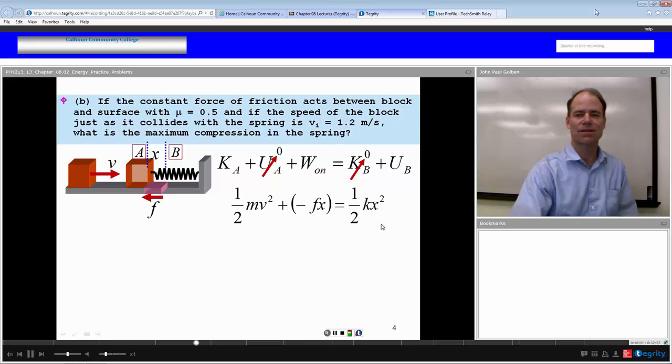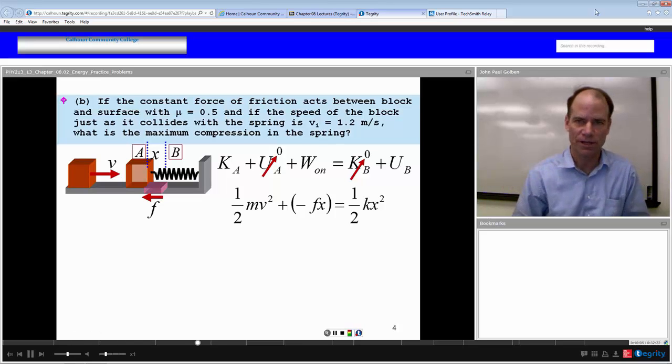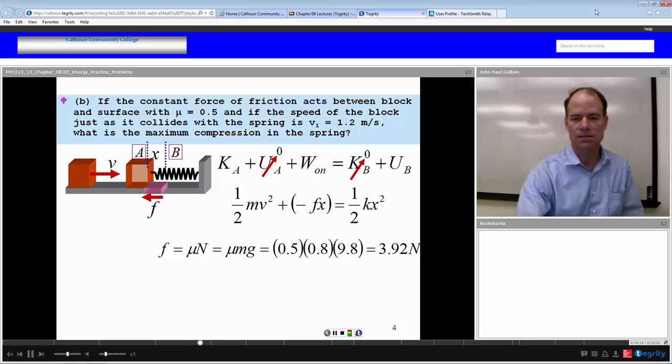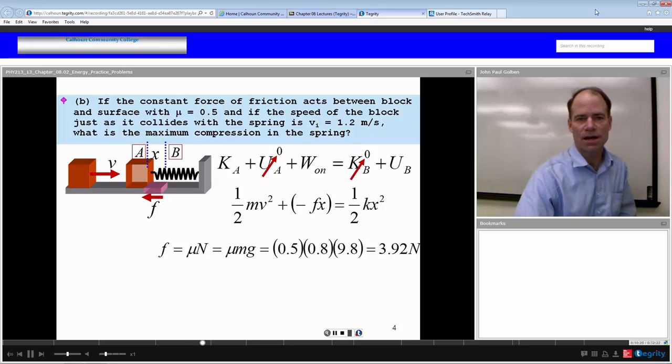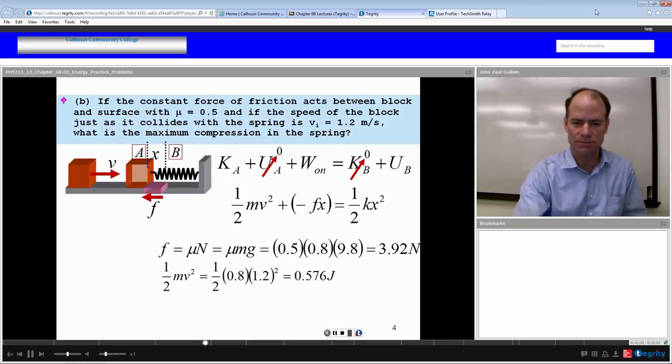All right. So we have an equation. We need to solve this for x. It's a quadratic equation. And we might as well just figure out what our constants are in front of all of our variables. So the force of friction is going to be mu times the normal force, mu times mg. So let's figure that out. 0.5, the mass was 0.8, and g is 9.8, so that's going to be 3.92 newtons. That's going to be F in front of the negative x.